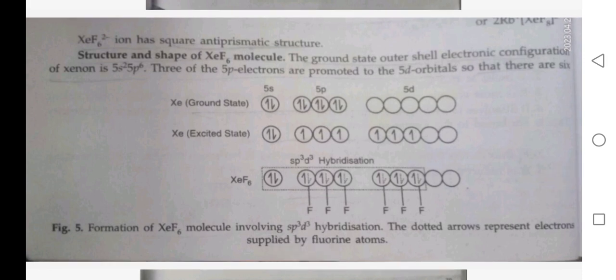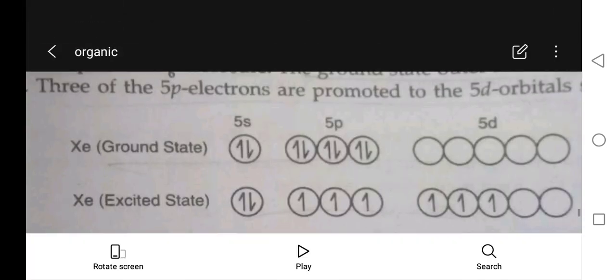Structure and shape of the xenon hexafluoride molecule. The ground state outer shell electronic configuration of xenon is 5s2 5p6. Three of the 5p electrons are promoted to the 5d orbital so that there are six unpaired electrons. Formation of the XeF6 molecule involves sp3d3 hybridization. The dotted arrow represents electrons supplied by the fluorine atoms.